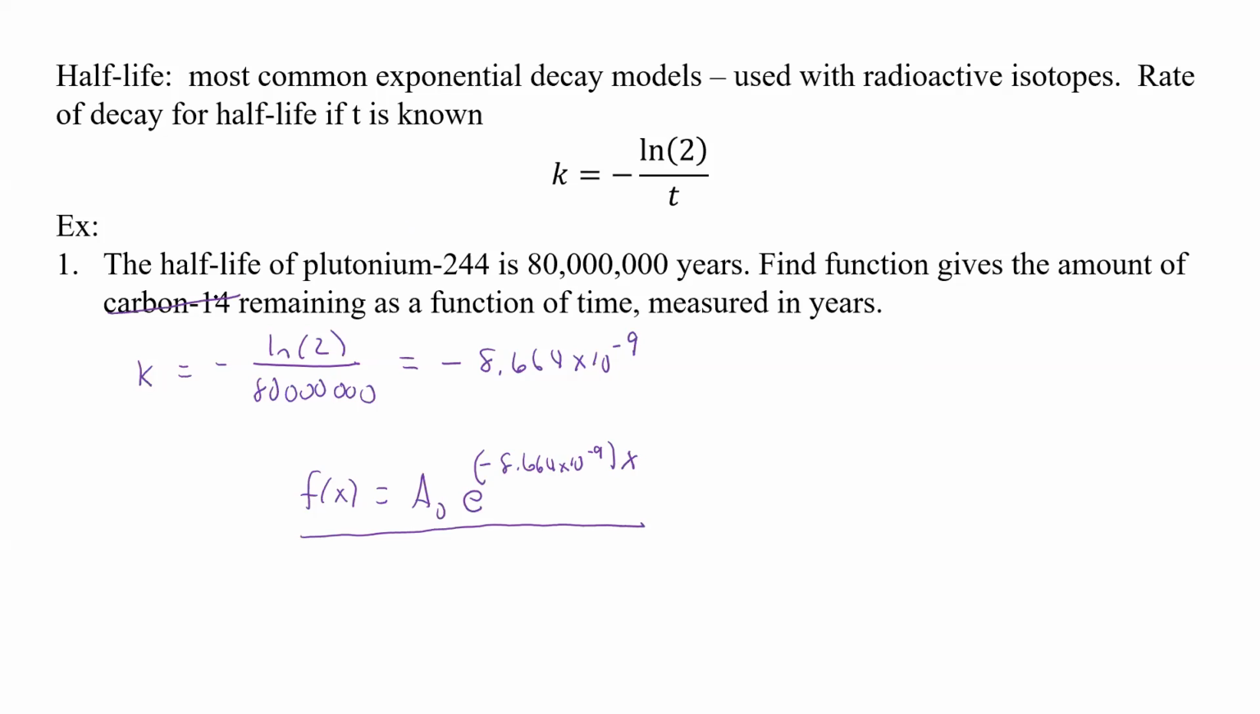I don't know why, like I said, I just copied it out of the book. I didn't even read it. Plutonium 244 remaining in that many years. So if we're given a value of time and an initial value, we could find out how much is remaining after x number of years. So that's going to be our function.